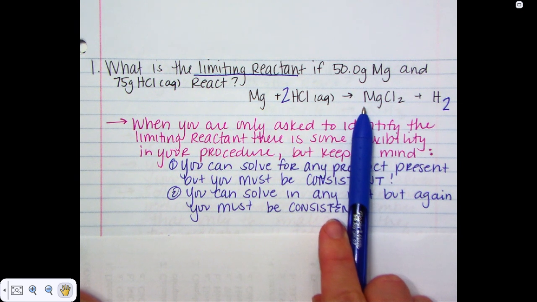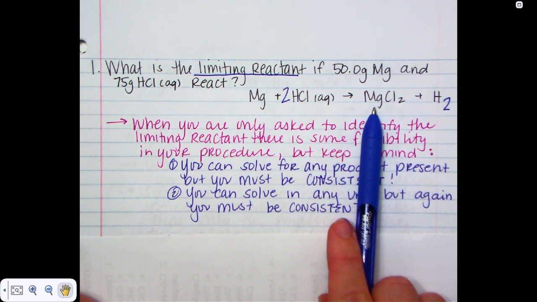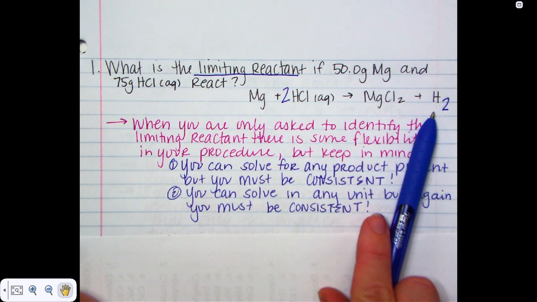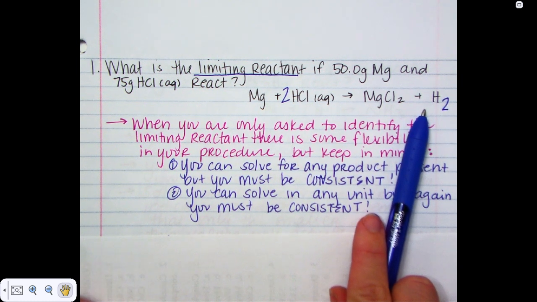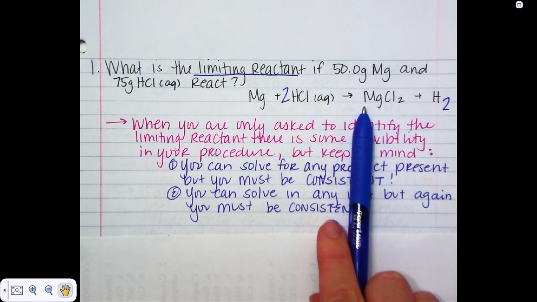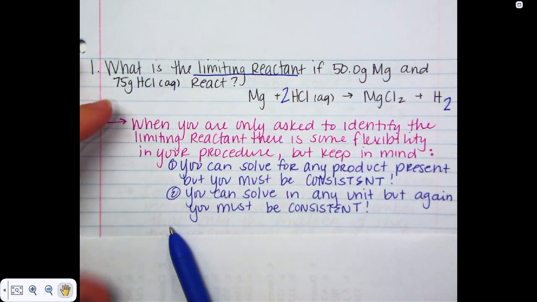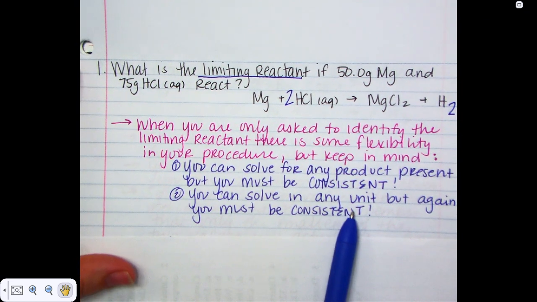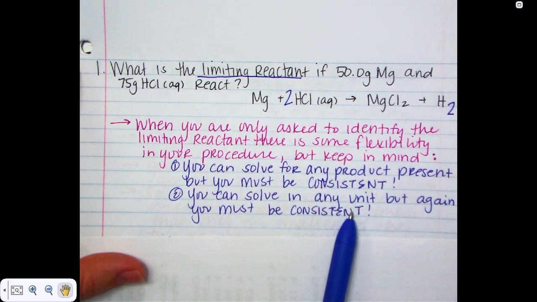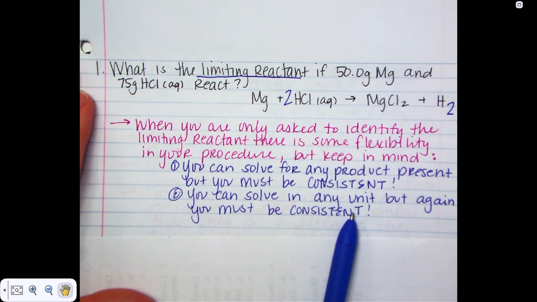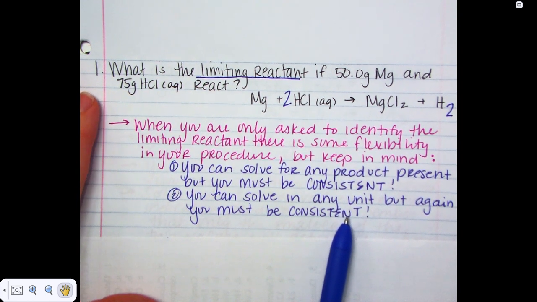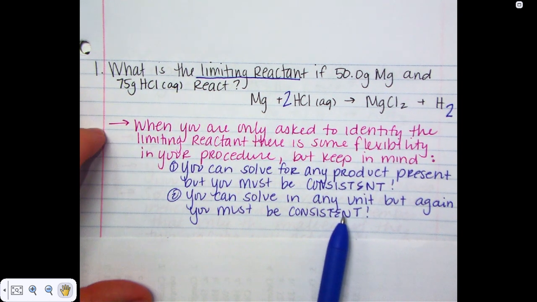Apples and apples, right? If I take one to magnesium chloride and one to hydrogen gas, I don't have apples and apples, right? I have apples and oranges. So I have to take them to the same thing. It doesn't matter which one I choose, just be consistent. And then also, I can solve in any unit. I can solve in moles, I can solve in grams, I can solve in liters, I can solve in molecules or atoms or formula units. It does not matter. I just have to be consistent.